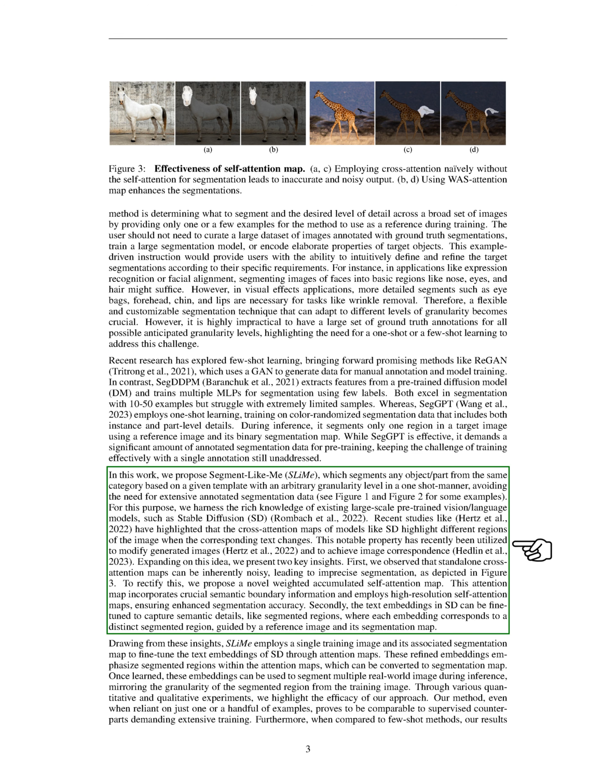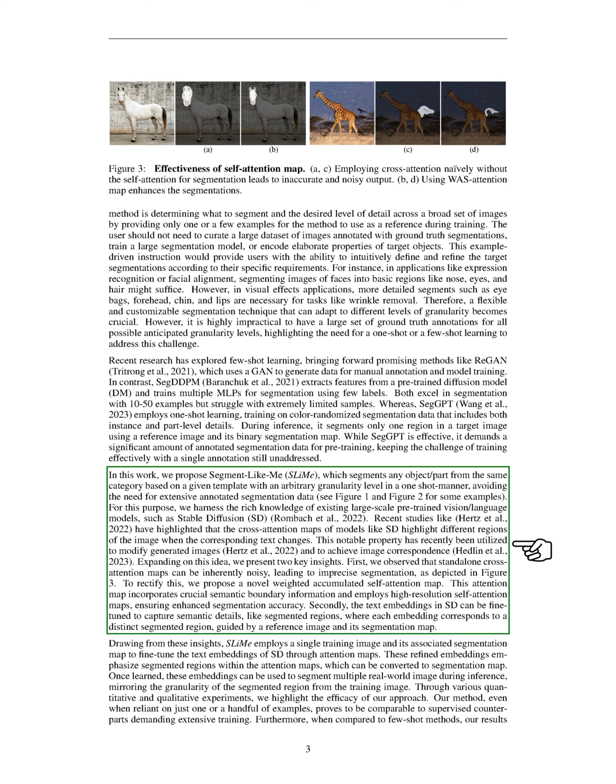In this work, we propose a new method called SegmentLikeMe, SLiMe, which can segment any object or part from the same category based on a given template with any level of detail in a one-shot manner. This eliminates the need for extensive annotated segmentation data. We achieve this by harnessing the power of existing large-scale pre-trained vision, language models, such as Stable Diffusion, SD. Recent studies have shown that the cross-attention maps of models like SD highlight different regions of the image when the corresponding text changes. This property has been used to modify generated images and achieve image correspondence.